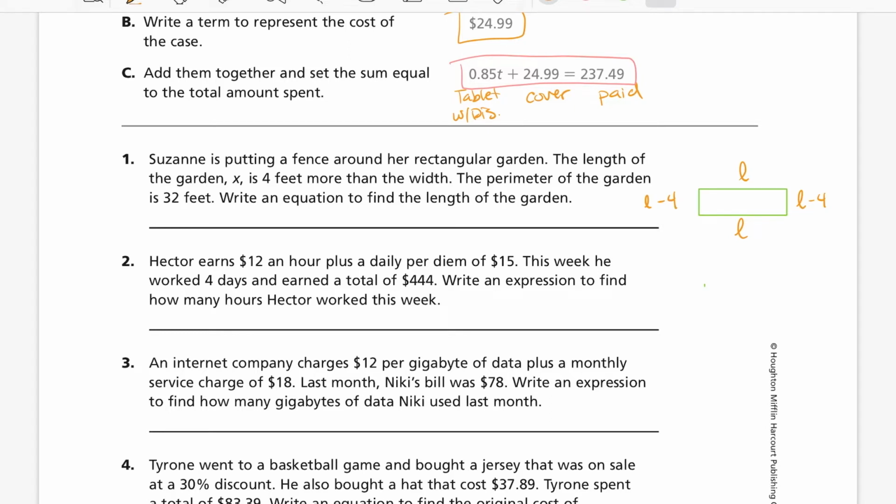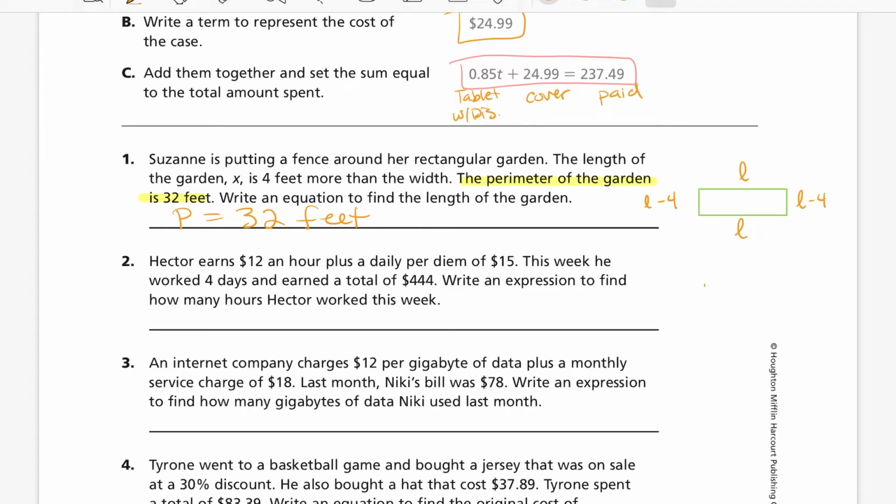So just a refresher on perimeter. Perimeter is the distance around an object. So we know what the perimeter is. We know that total amount. We know that P equals 32 feet. So that total amount around equals 32 feet.